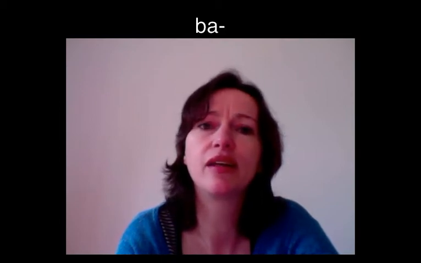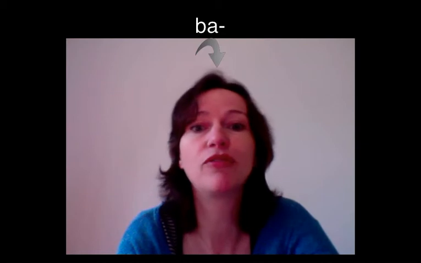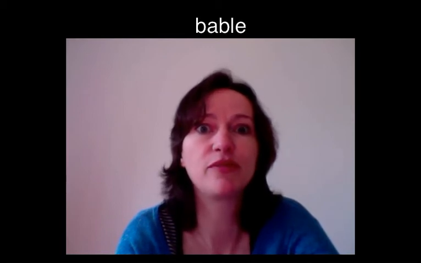So let's take the first B away. What would that first syllable now sound like? Bay. Why would it sound like that? Because the letter A would be at the end of the syllable, falling off the cliff. So what would that word sound like with just one B in the middle? Bable, which rhymes with table.